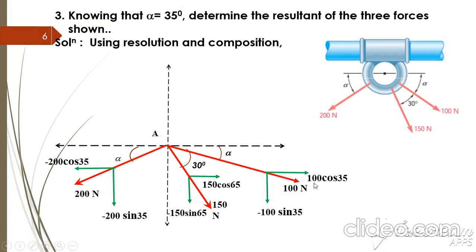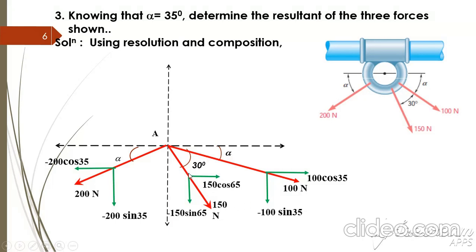So the horizontal component, again the angle is made with respect to the x-axis, so cos of 35, and the other is 100 sin of 35. The value of alpha is given as 35 degrees. The x component is in the positive x direction, so positive, and the y component is opposite to the positive y, so negative. Then the third force, 150.